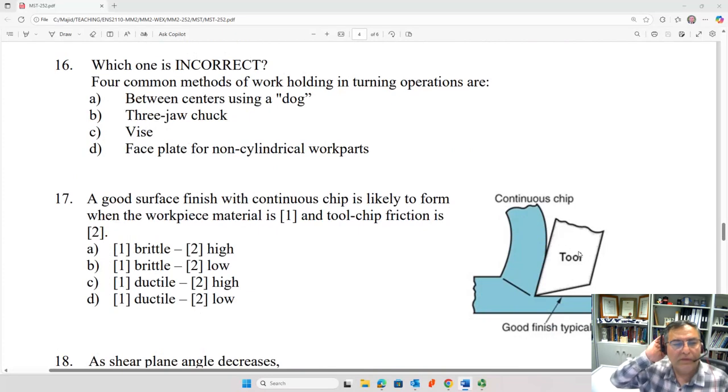Question 17, a good surface finish with continuous chip as shown in this figure is likely to form when workpiece material is 1 and tool chip friction is 2. What sits in the places of 1 and 2? Well, because this is showing a continuous chip, this is the type of chip that is produced when we are cutting ductile materials, and the other choice for 2 is a low cutting speed. So D is the right choice, which is giving us the combination of ductile and low for places 1 and 2.